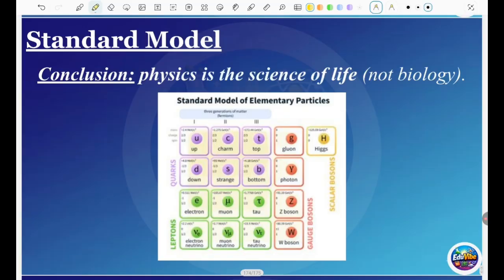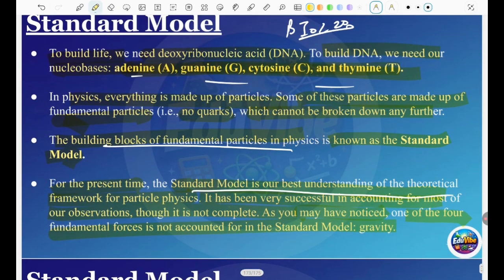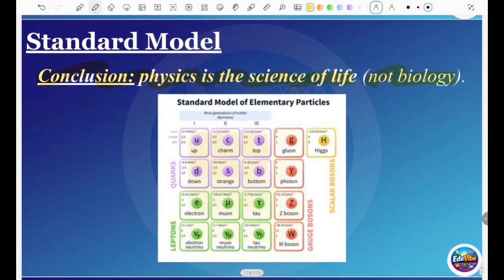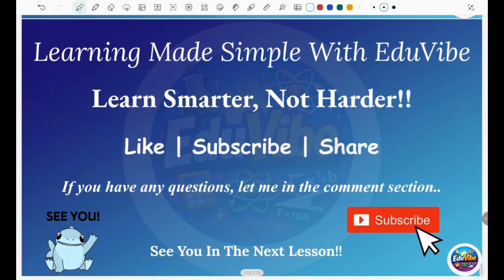And in conclusion, from the DNA part and the particle physics part, we conclude that physics is the science of life, not biology. This is a theory given by some scientists: the nucleobases used to build DNA are made of particles and other fundamental particles, which are involved in physics. That's why they conclude that physics is the science of life, not biology. And this is something about the Standard Model of elementary particles. So that's all, we gave some overview of this.